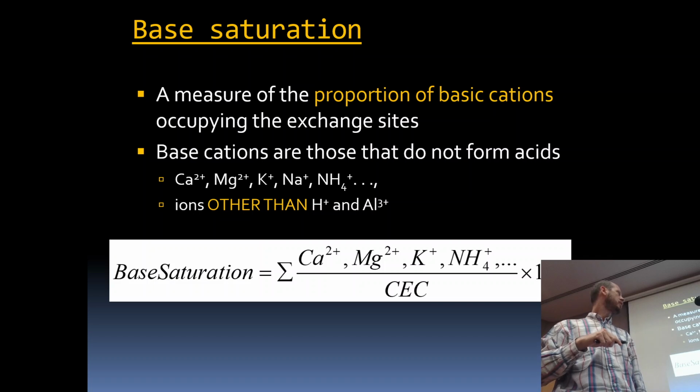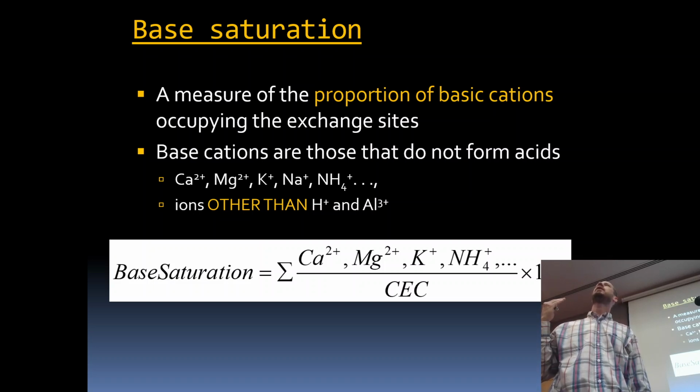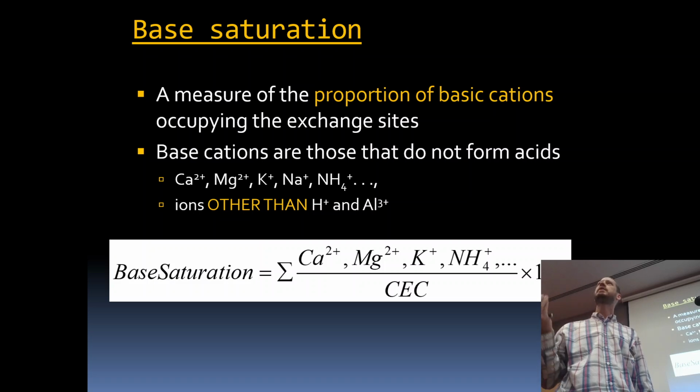You will notice here what are the ions that are not present here. What cations are not present here? For example, here you have hydrogen and aluminum, and there's another one that's not mentioned here, iron. Iron, aluminum, and hydrogen are acid cations. It means when they come into the solution, they decrease the pH, they increase the acidity. The other ones, when they come into the solution, they alkalinize the solution. They're bases.